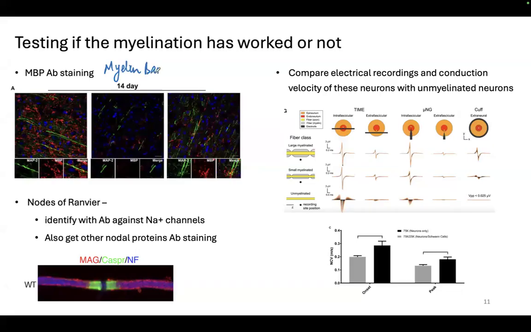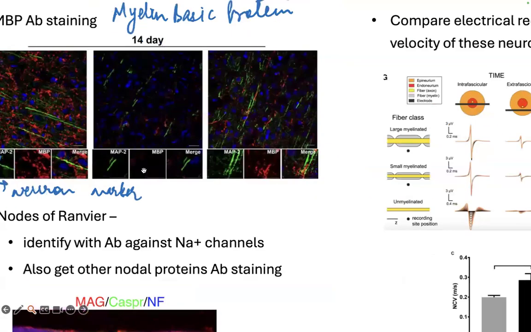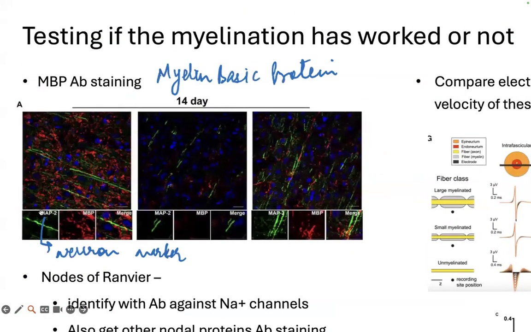So that's the myelin basic protein. And this MAP2 is a neuron marker. Okay. Neuron. Yeah, right. So what you can see here is that there's a lot of myelin that's being produced, right?